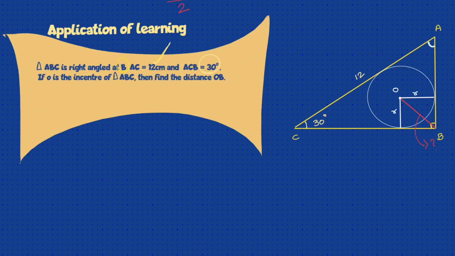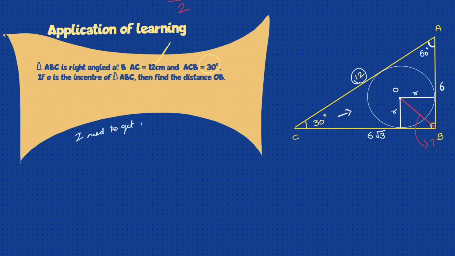So how will I start? What is given to me? One angle is 90, other is 30. The next has to be 60. So I can apply 30, 60, 90. Hypotenuse is given. Side opposite to 30 is half, so it becomes 6. Side opposite to 60 is multiplied by root 3. So this becomes 6 root 3. So I know what BC is right now.